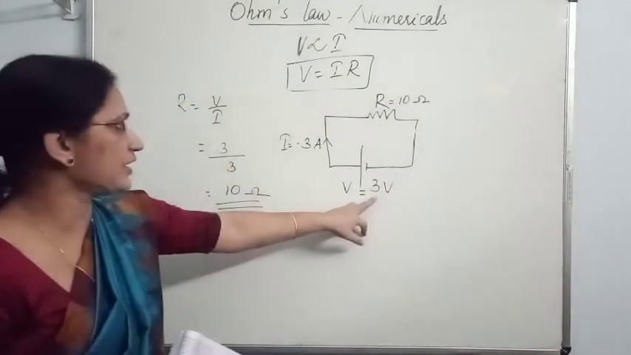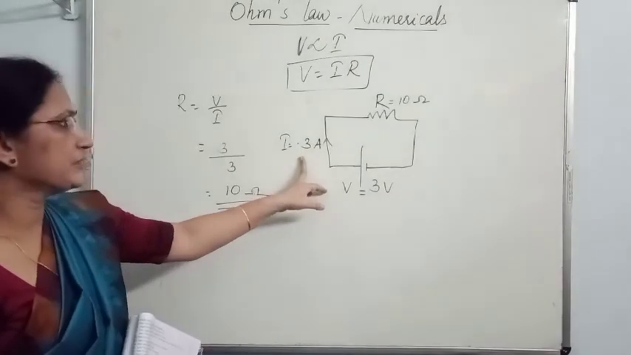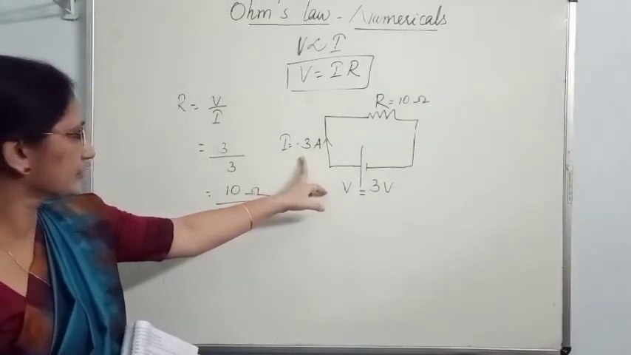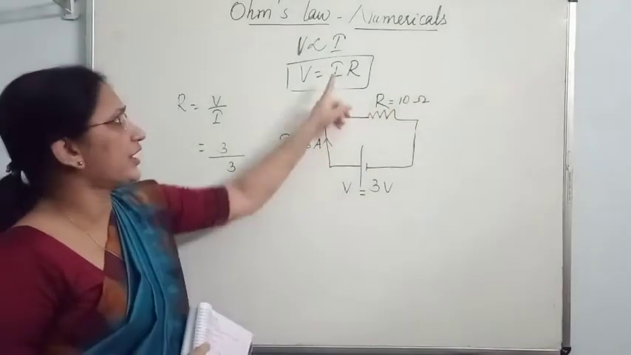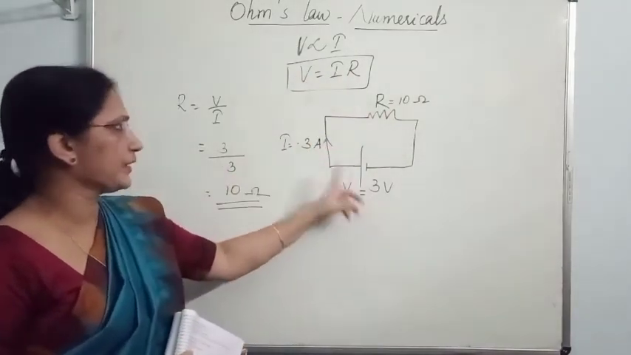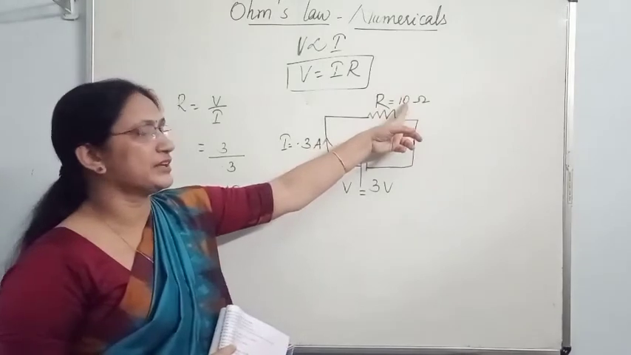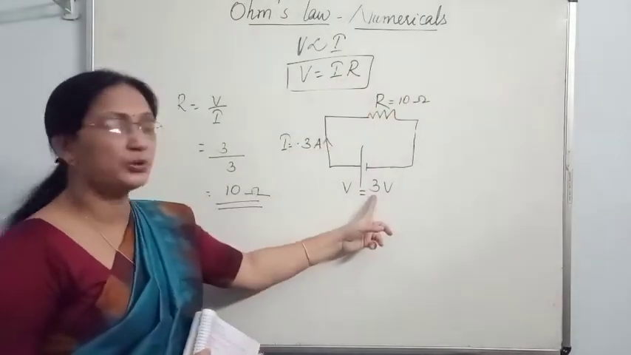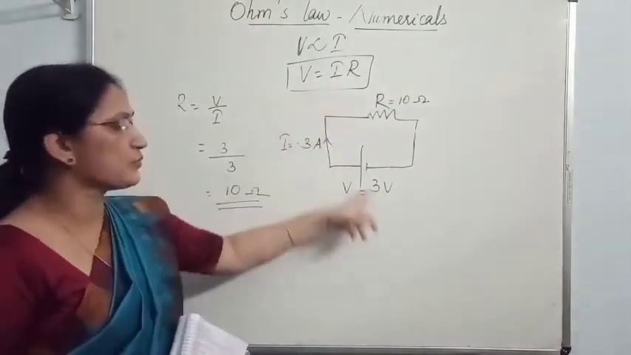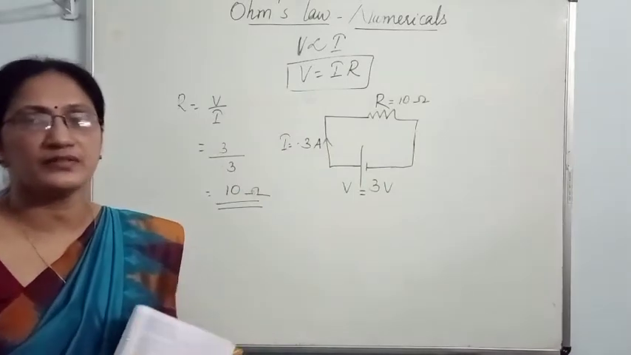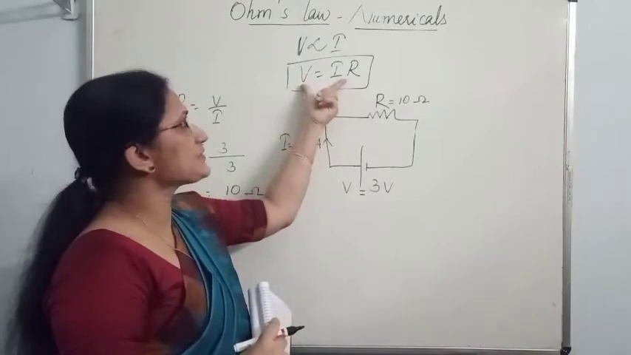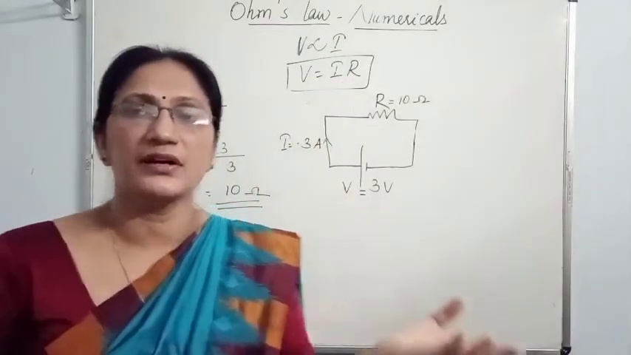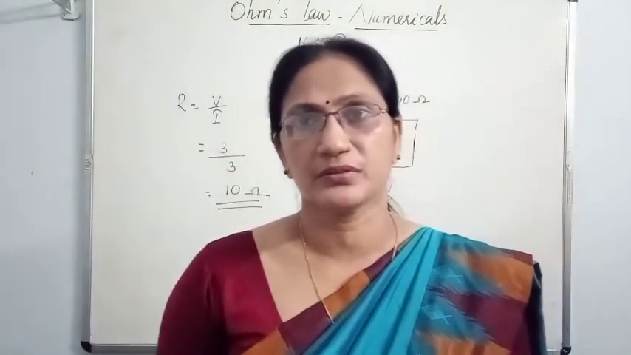You can see when you multiply I into R, I into R gives V. 0.2 into 10, that is I into R, that is equal to V, that is 2 volt. So in these numericals, out of these 3 terms, any 2 terms will be given, and the third term you have to find out.